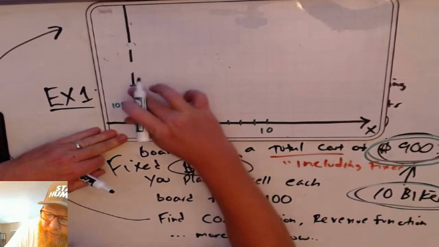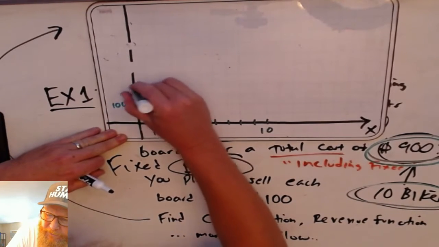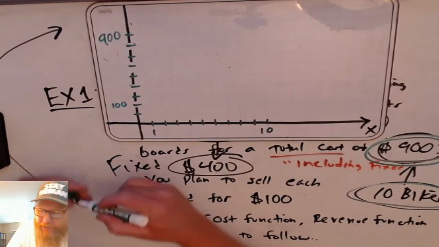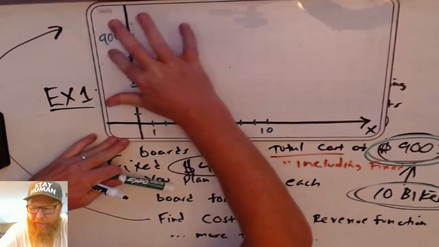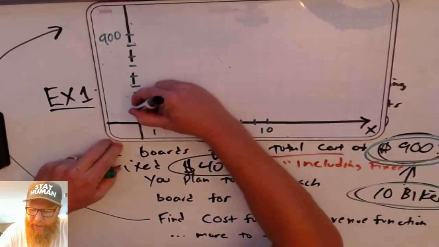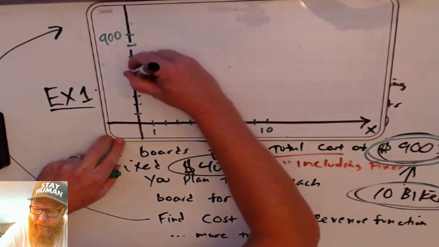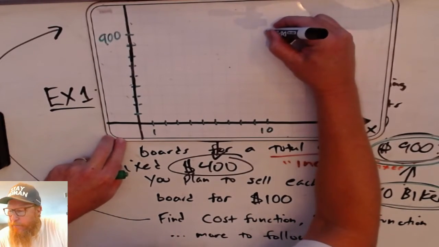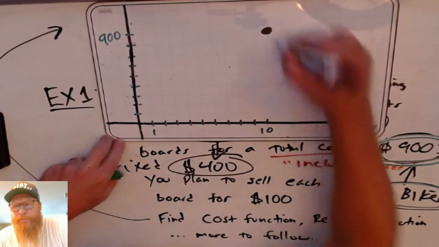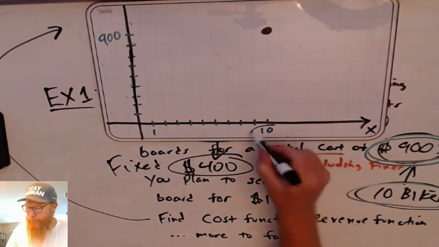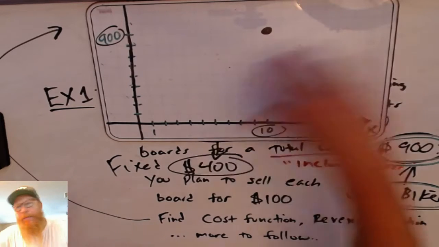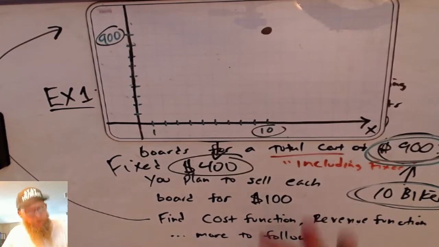Let's do it this way. 1, 2, 3, 4, 5, 6, 7, 8, 9. So sometimes you change your mind after you start drawing. You realize, oh, it's not going to fit on my graph paper. Let's rethink the plan here. So that's 900 for 10 bikes. That's all I know. 10 bikes cost me 900 bucks. I don't have time to wait around to find out how much it's going to cost to make more bikes. I want to know now. I want the model now.